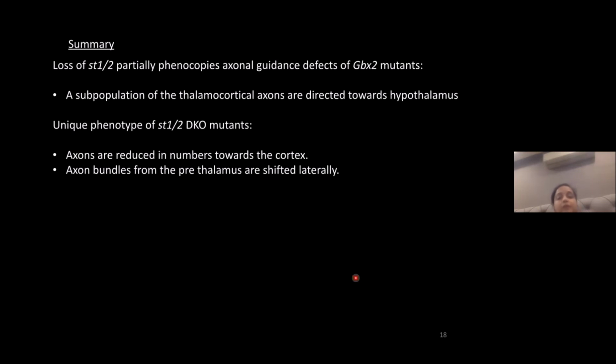There are some unique features that we observed in the ST1, ST2 DKO mutants, and I am also trying to make the triple mutant to identify if there's some redundancy because of the presence of ST3. Axons are reduced in number towards the cortex, as I showed. Some data which I didn't show for lack of time: axon bundles from the pre-thalamus, or the region just beneath the thalamus, are also shifted laterally.